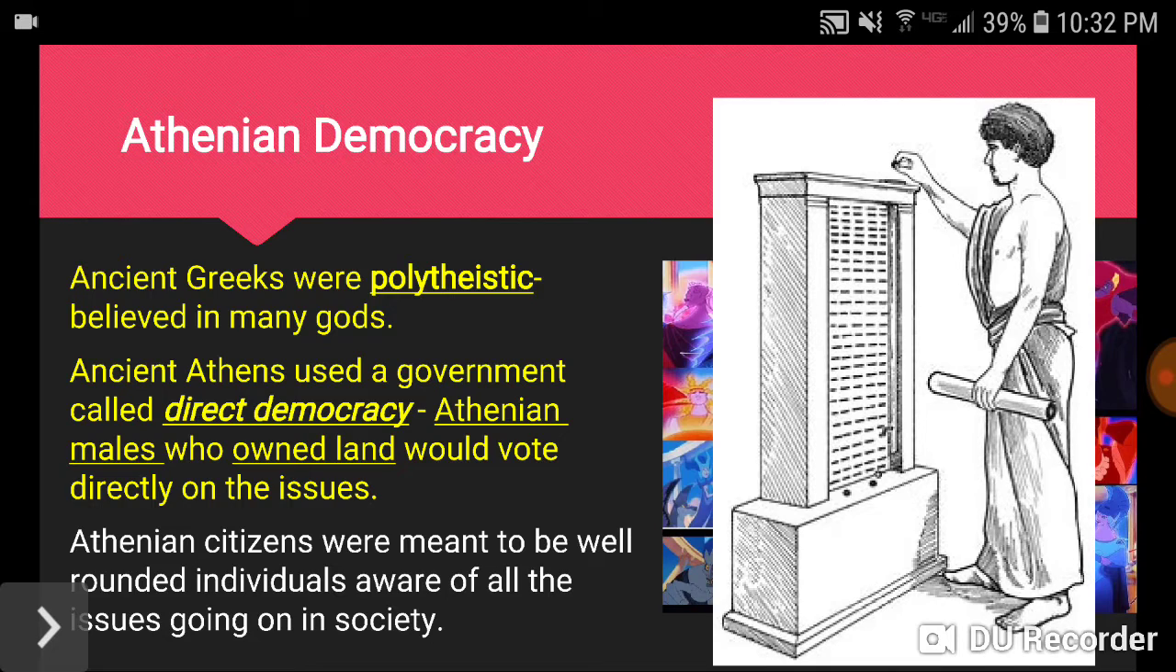So direct democracy, we in the United States really use it when we're voting on presidents and senators and House of Reps members, but then we don't really use it when we're voting directly on issues affecting the United States. That's a different form of democracy.